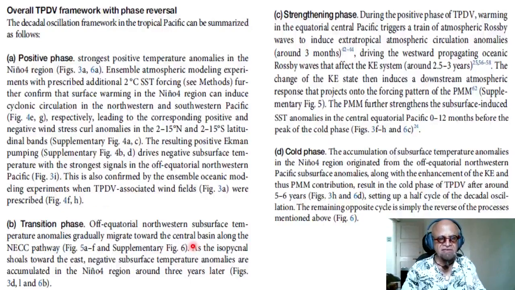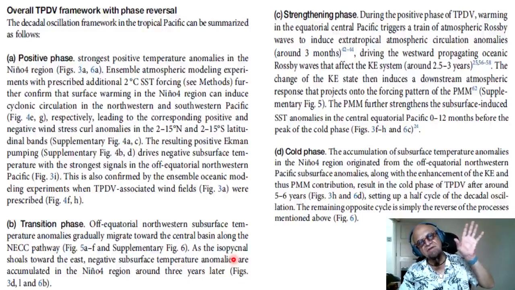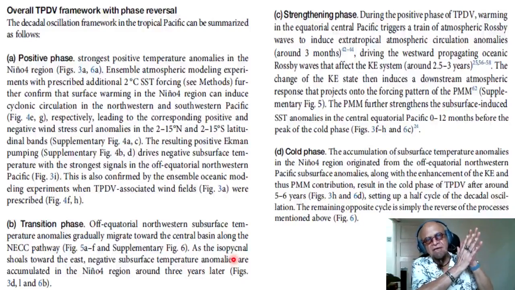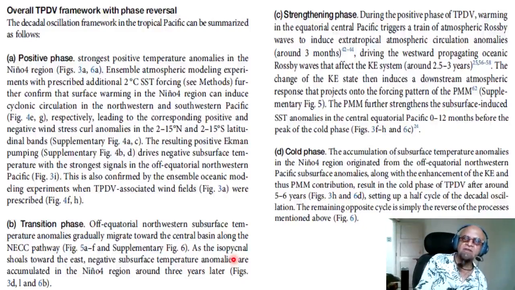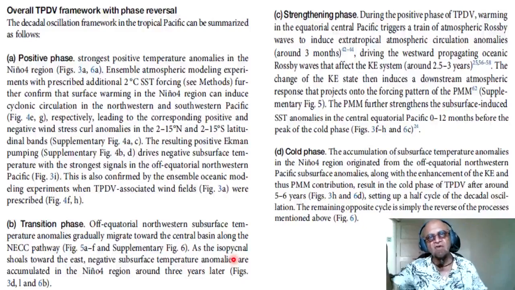The transition phase then: off-equatorial northwestern subsurface temperature anomalies gradually migrate toward the central basin along the NECC pathway, the North Equatorial Countercurrent. In case you don't know what that is, I have it in my basic climate courses or oceanography courses. You have winds pushing the water and piling up against the western boundary. Then you have a piled up gravity flow that, because of Coriolis, is going to be trapped by the equator, so it can remain coherent for quite some ways.